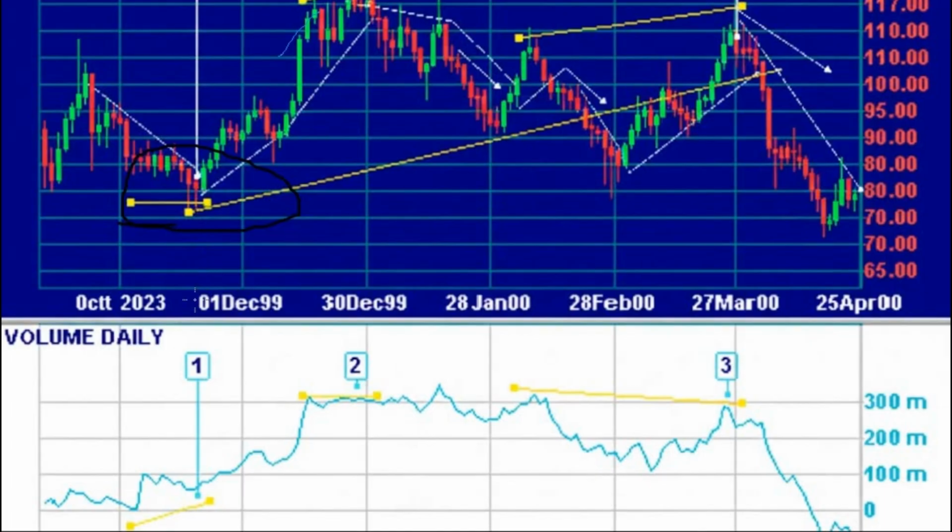Bullish divergence. It happens when price is making new lows, but the indicator is rising. This suggests selling pressure is ending and buyers are stepping in.